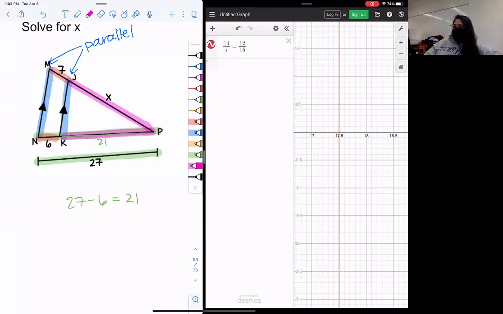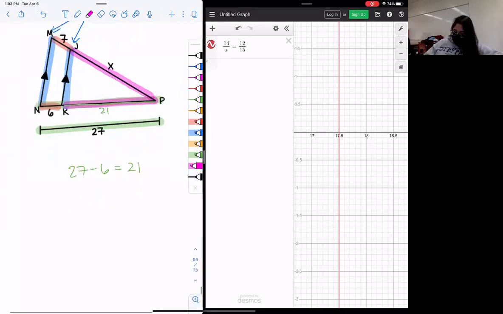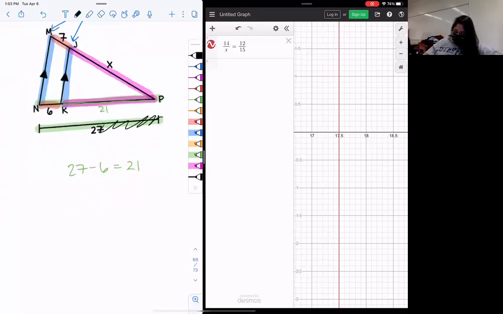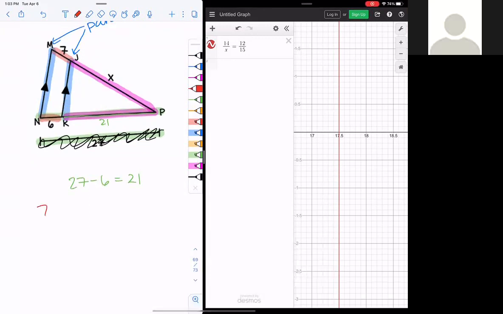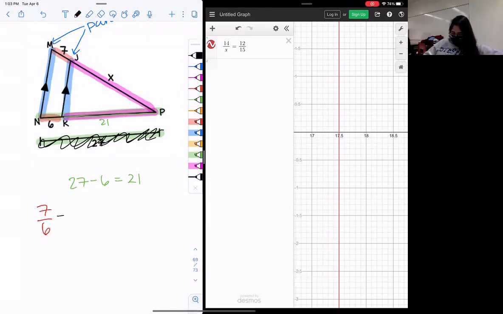Maria, put the book down. You don't need to look at the screen. You just said, yeah. Okay, so then we forget about this number. We want to forget about it. So Oliver, tell me how to set up my fraction. 7 over 6. 7 over 6. And X over 21. X over 21, very good.